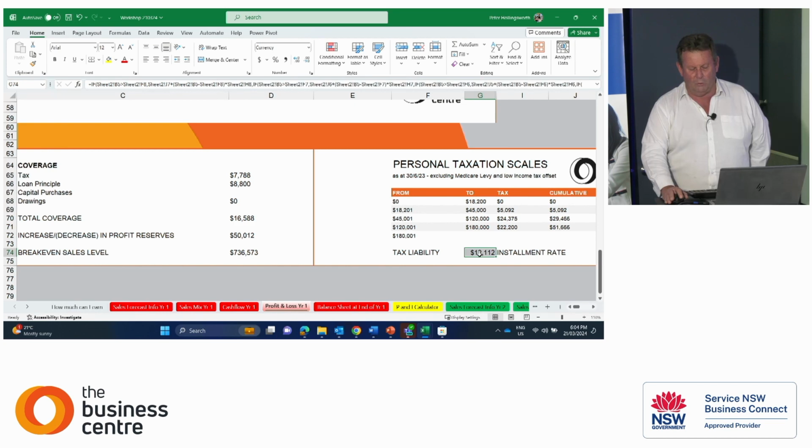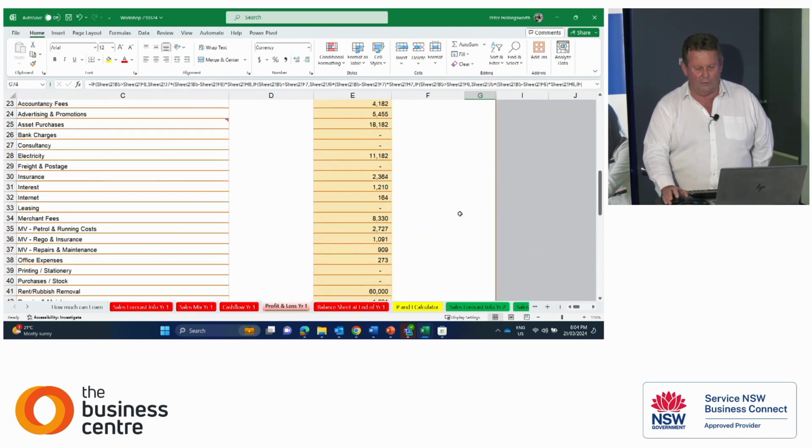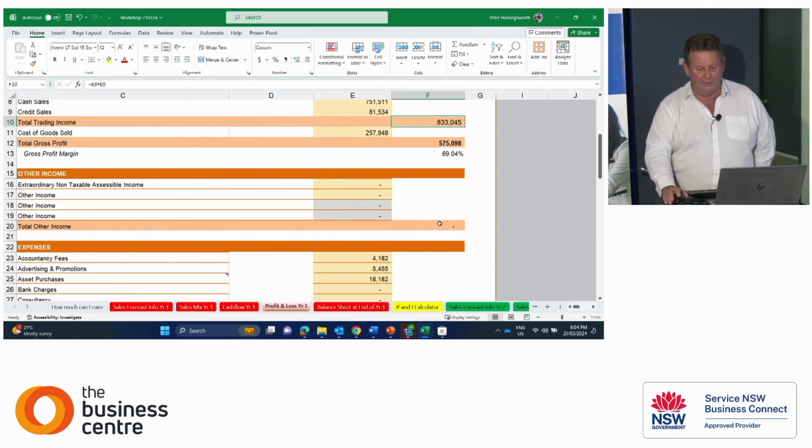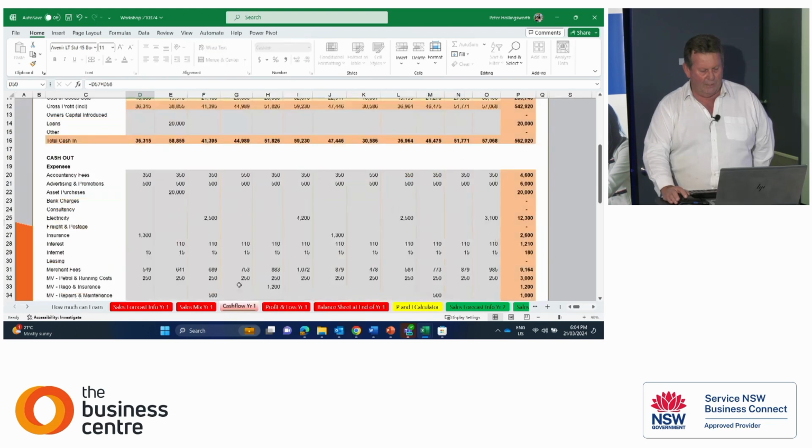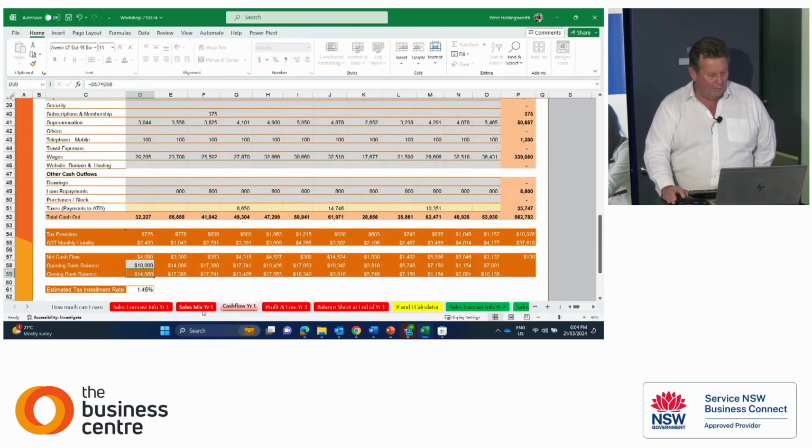When we express that $12,000 as a percentage of the turnover that generated it, back here on the cash flow, we've got a figure of 1.45%. That's what's used to calculate our tax liability on that cash flow sheet.